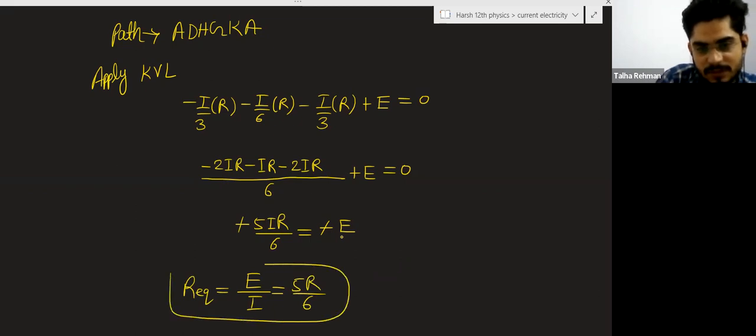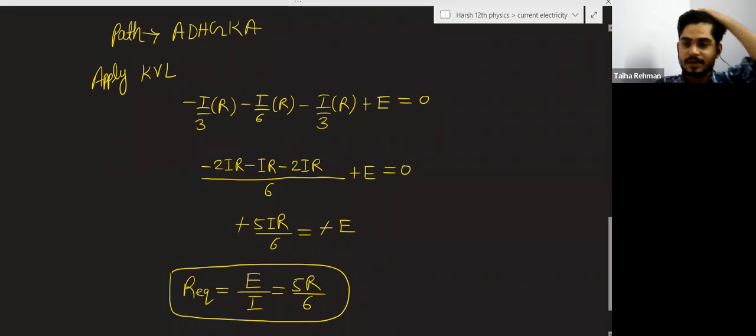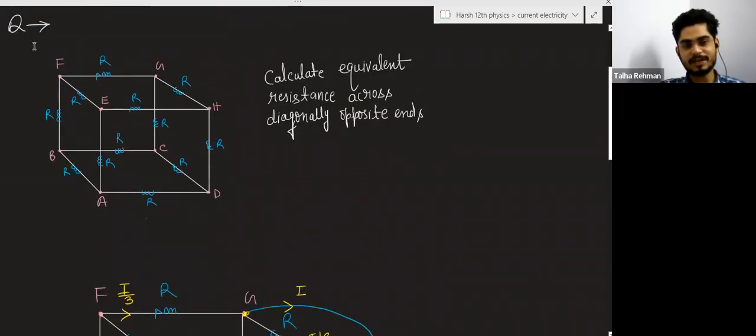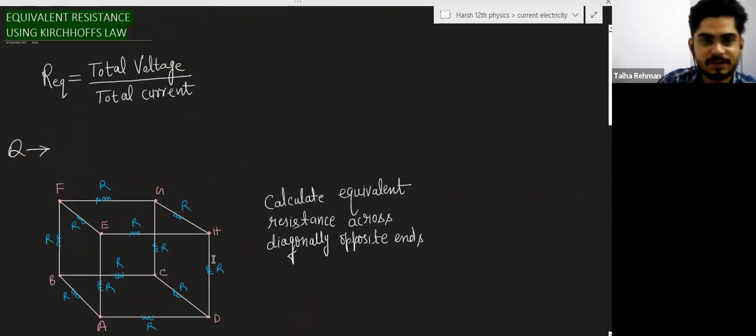So this is your answer. In this way also you can see how we have calculated the equivalent resistance. We cannot think that we can calculate the equivalent resistance among these two. This is the method now.